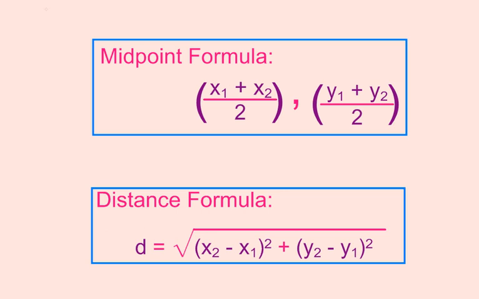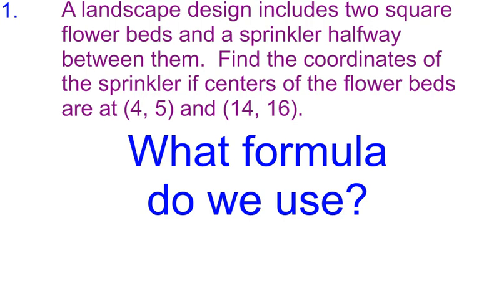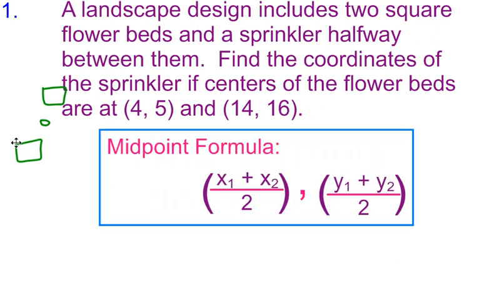So, to make this a little bit harder maybe, we're going to put it in some word problems. This one says a landscape design includes 2 square flower beds and a sprinkler halfway between them. Find the coordinates of the sprinkler if the centers of the flower beds are at (4, 5) and (14, 16). It's just a quick sketch. If I have 2 flower beds, let's say they're right here, I want to put the sprinkler here. What formula would I use? Would I use midpoint or distance? Hopefully you say midpoint.